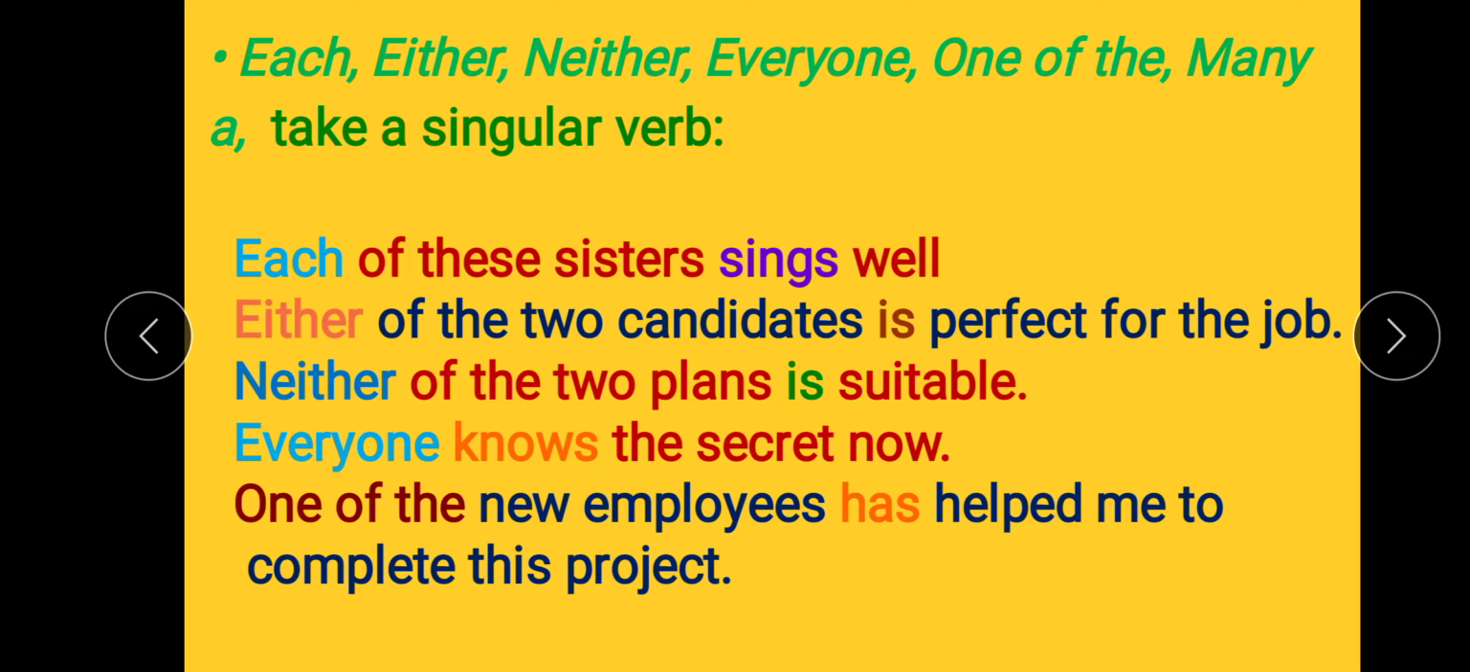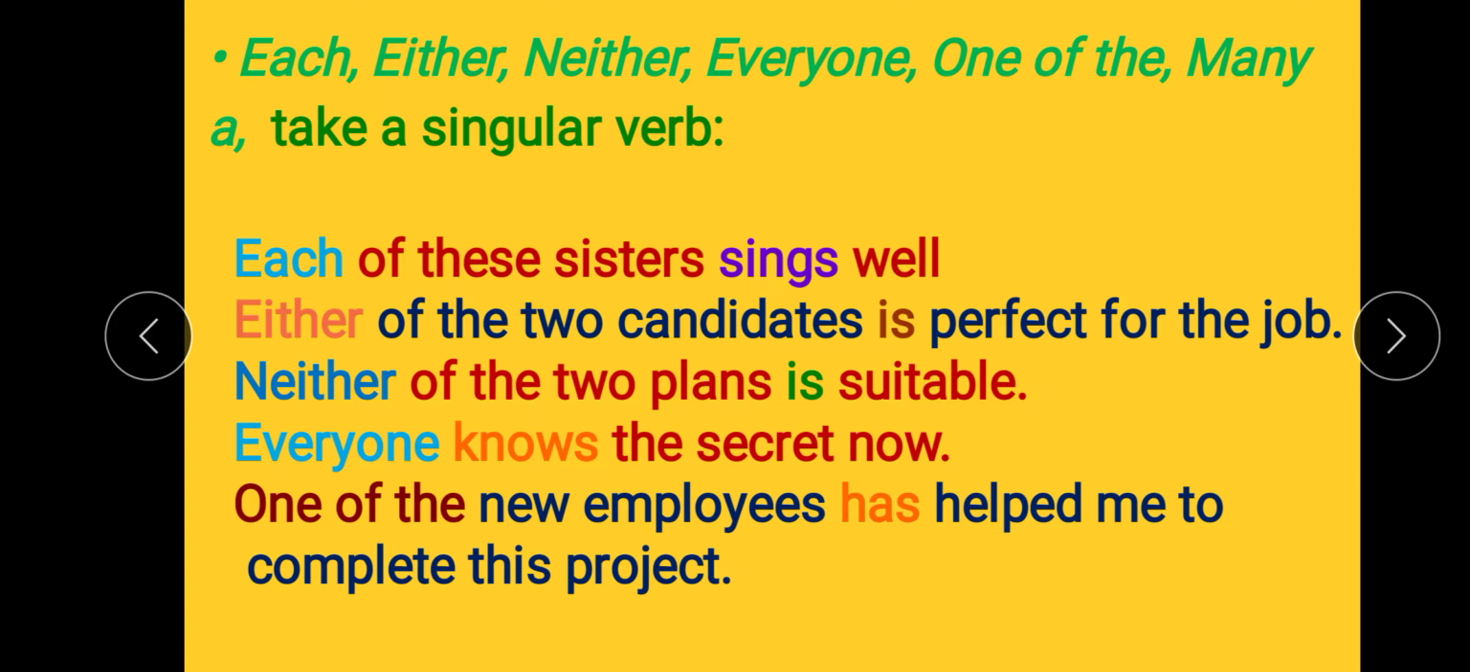Next rule is: each, either, neither, everyone, one of the, many a, take a singular verb. For example, each of these sisters sings well. Though we have used each here, we have used a singular verb as it is written in the rule. Okay, see this, these sisters, this is plural, but as it is preceded by the word each, we have used a singular verb.